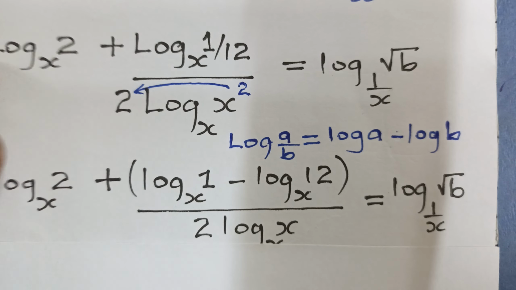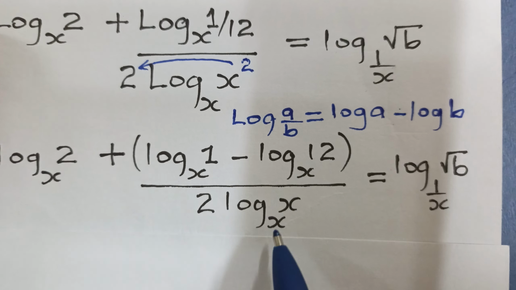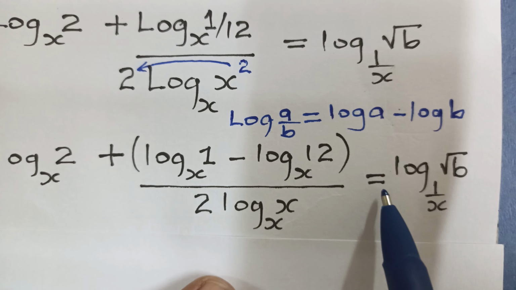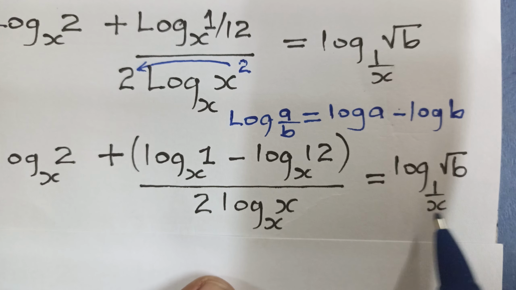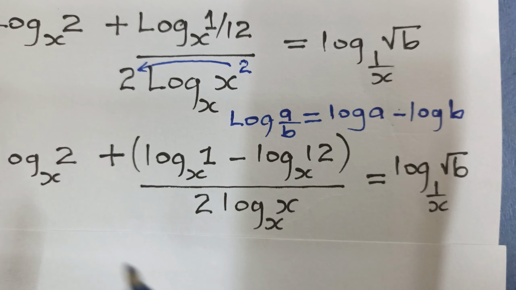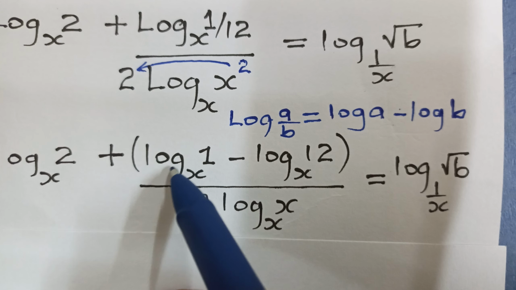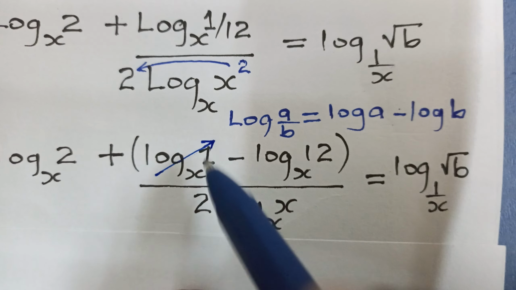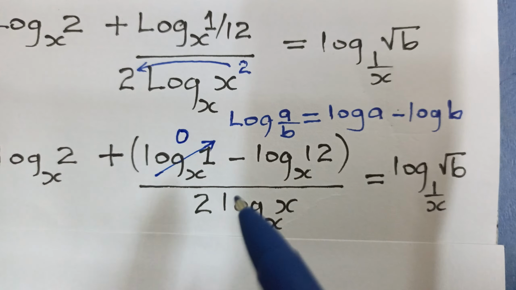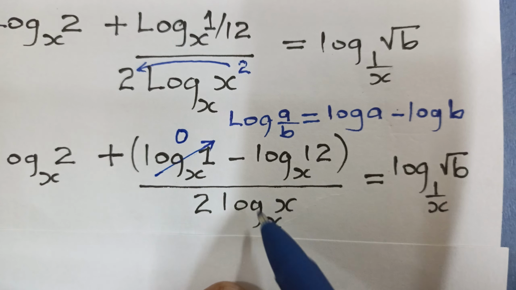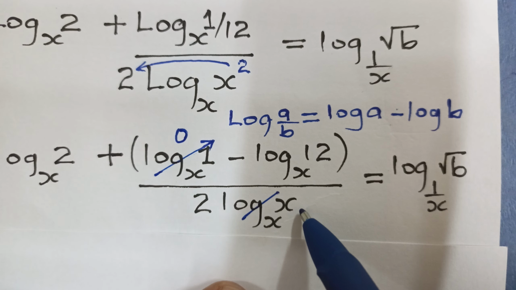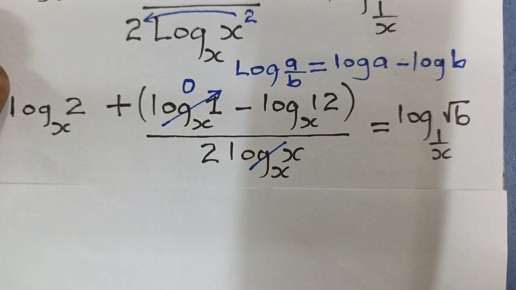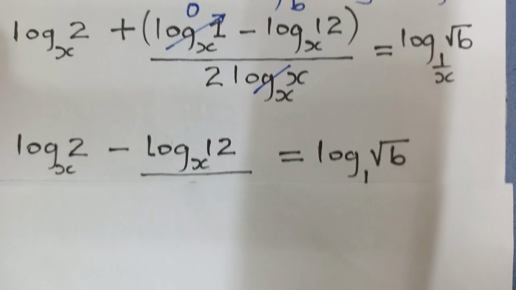And then I come here below, just as we have done. It comes to now 2 log x to base x. This is now equal to log square root of b to base 1 over x. As you can see, log of 1 to any base becomes 0. And log of a number to its own base becomes 1. And so therefore, we have cancelled that. And when we come now to the next step, you will find it cancelled.